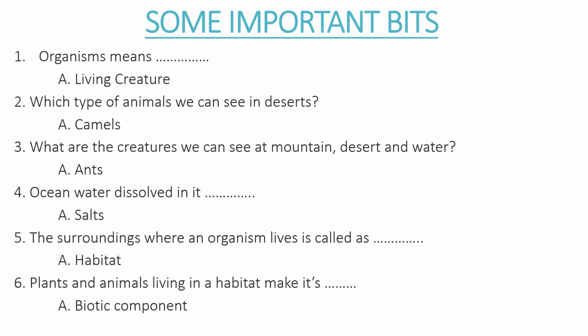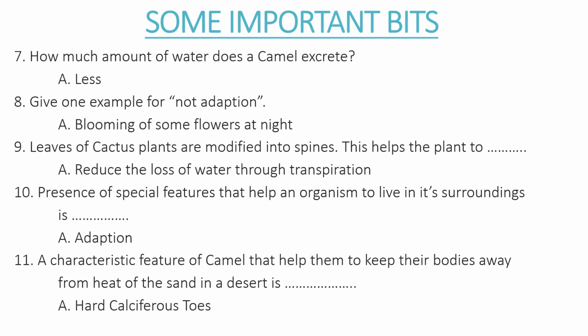Plants and animals living in a habitat make its biotic component. How much amount of water does a camel excrete? Less. Give one example for not adaptation. Blooming of some flowers at night.